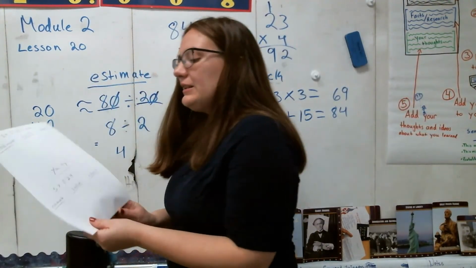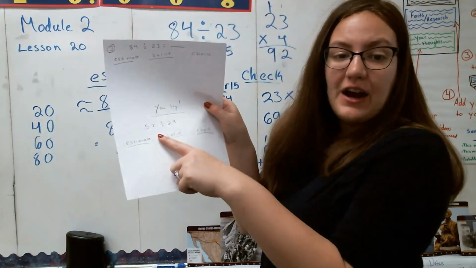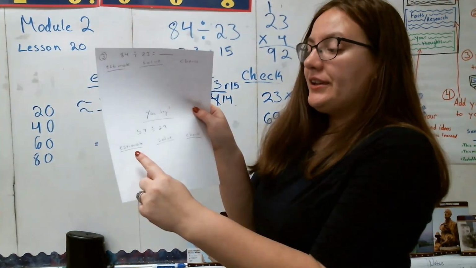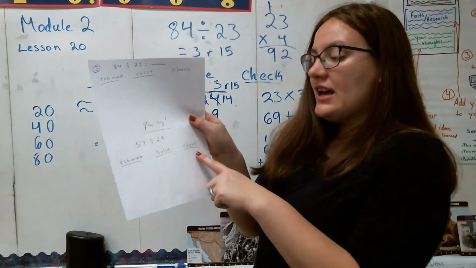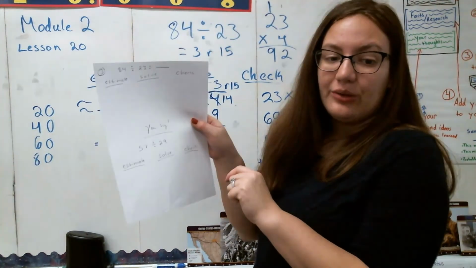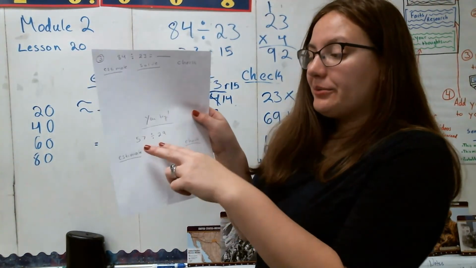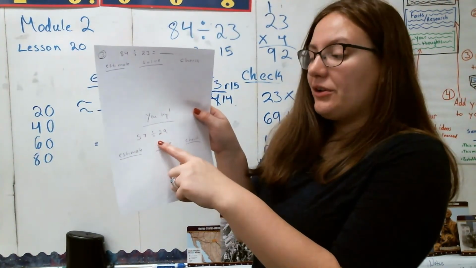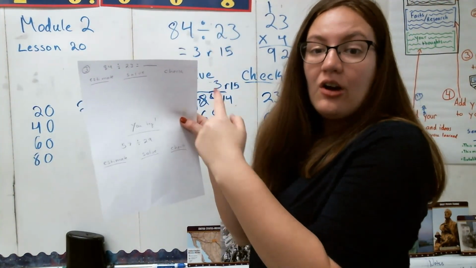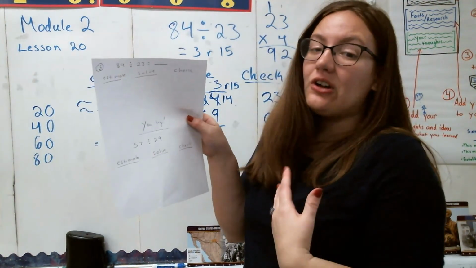You are going to be trying this problem, 57 divided by 29 now. Remember, you need to estimate, you need to solve, and you need to check your answer as well. Remember, you can break the rules of rounding a little bit, so maybe you can round this 29 up to 30, or if you want to try it down to 20, you could also try that as well.